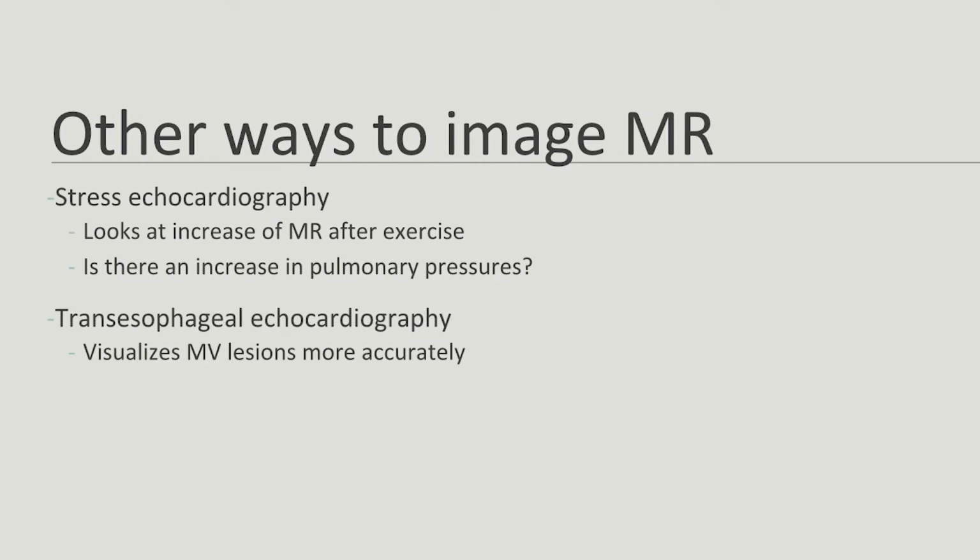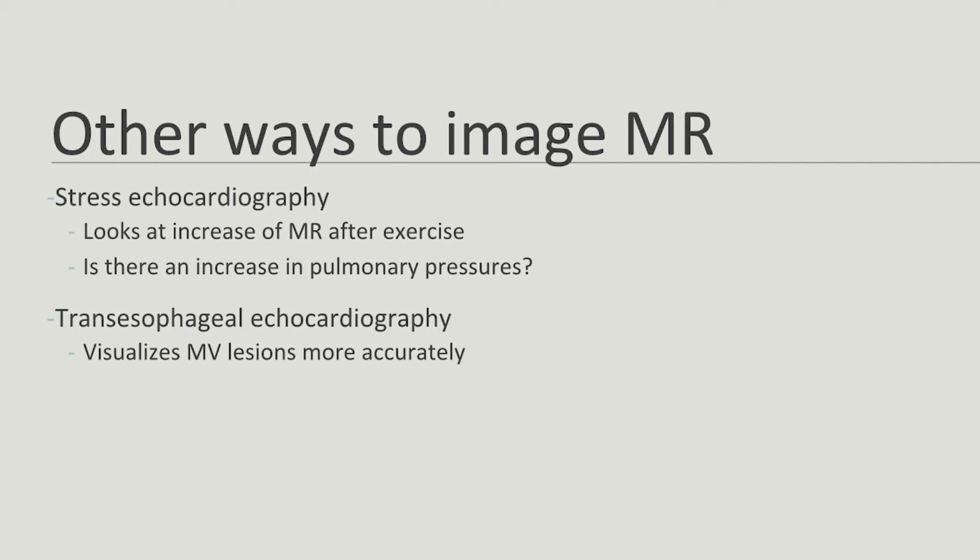In addition to transthoracic, both stress echocardiography and transesophageal echocardiography can be helpful in fully diagnosing a patient. With stress echo, we can look at hemodynamic changes by looking for an increase in MR and also an increase in pulmonary pressures. Stress echo also gives us a sense of the patient's functional capacity and if they're actually developing symptoms.